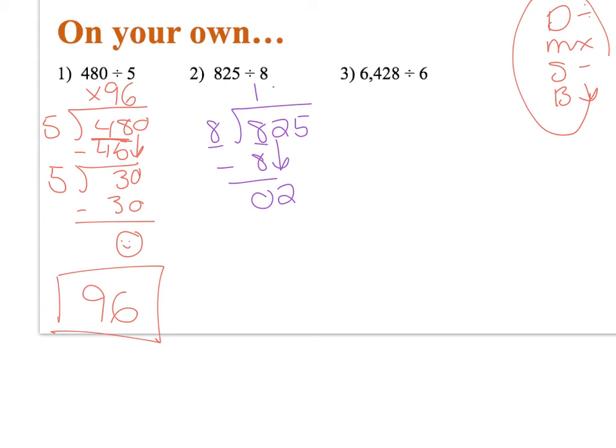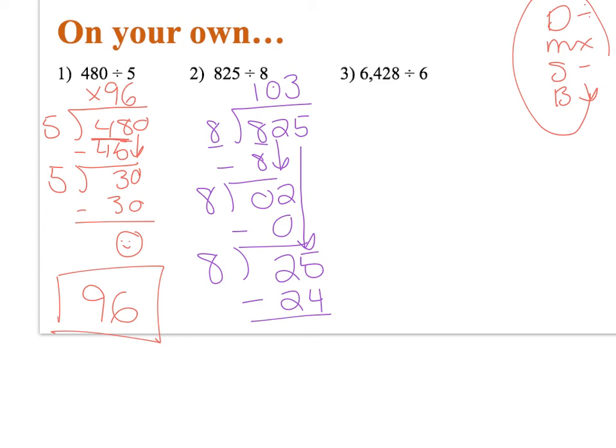Go back through your steps, divide. 2 divided by 8. Now 8 will not fit into 2, so we have to put a 0 up top. Step 2, multiply. 0 times 8 is 0. Step 3, subtract. 2 minus 0 is 2. Bring down. Start your steps over. 8 into 25. 8 will fit into 25 3 times without going over. 3 times 8 is 24.